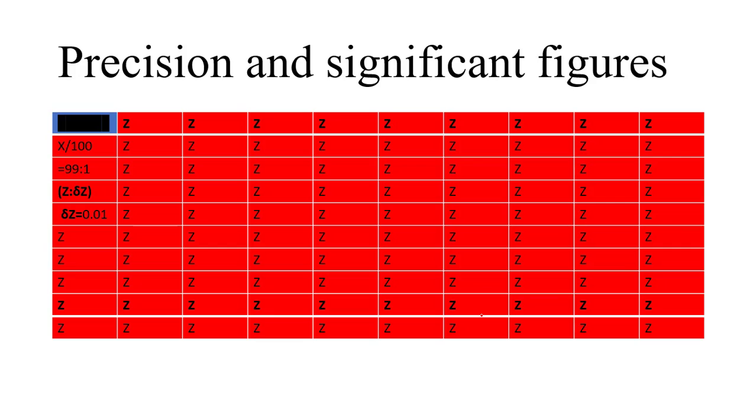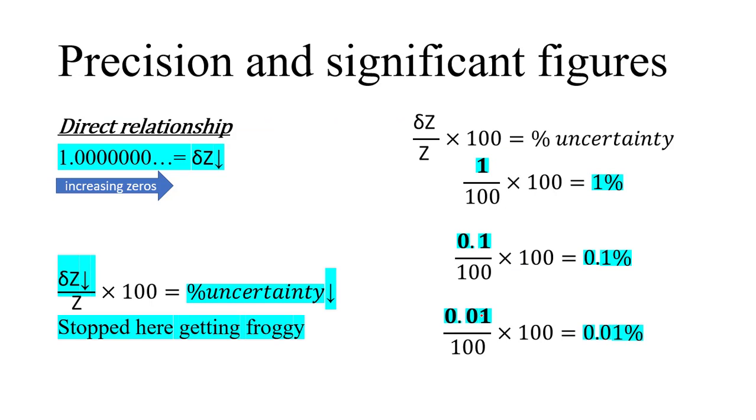The bigger the difference between delta Z and Z is, the smaller the percent uncertainty gets, as you can see here visually. We can do this by decreasing delta Z or increasing Z. A percent uncertainty of 1% closes the range of error tremendously, making the measurement much more precise and useful.